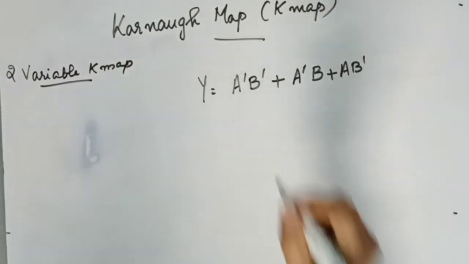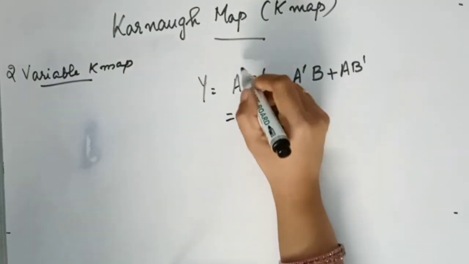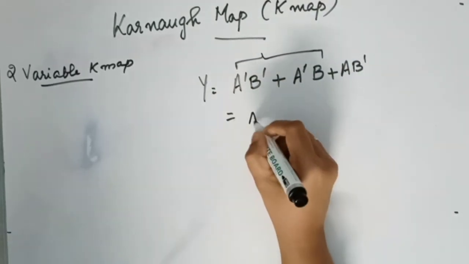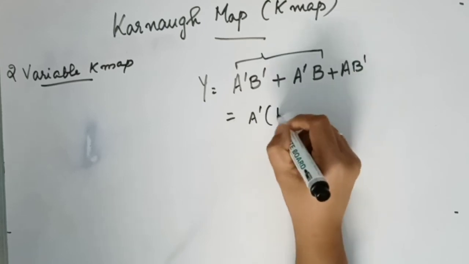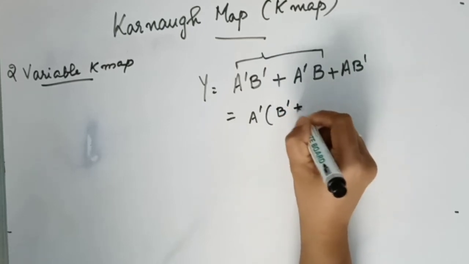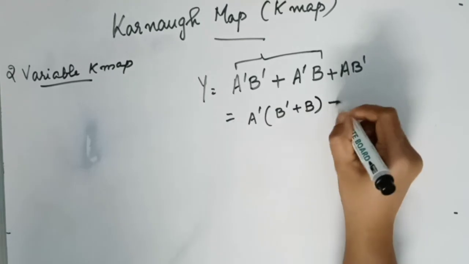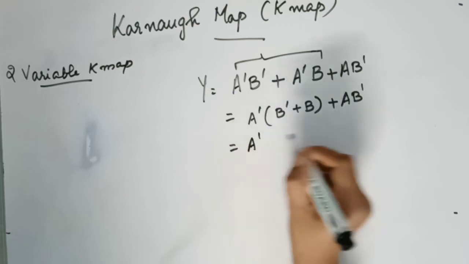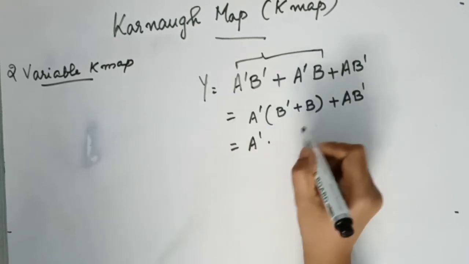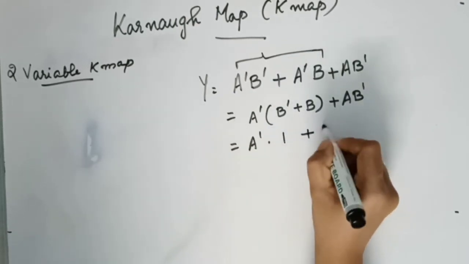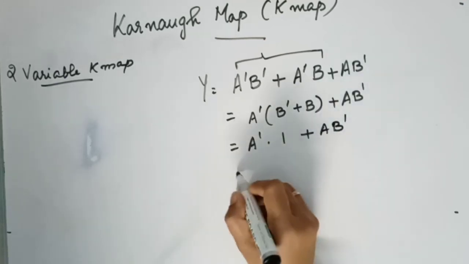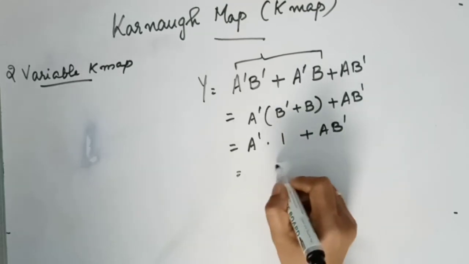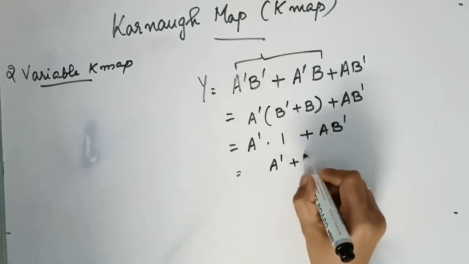So what you'll do is combine these two to form, take a bar outside, b bar plus b, plus a b bar. Then you'll write it as a bar into b bar plus b is 1, plus a b bar. So a bar into 1 is a bar, so that is a bar plus a b bar.